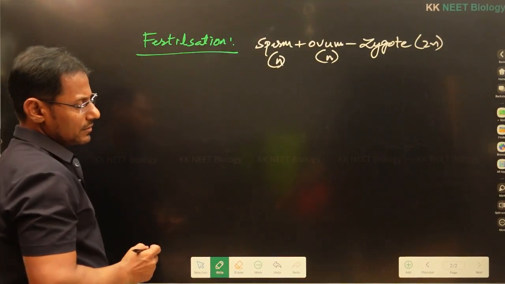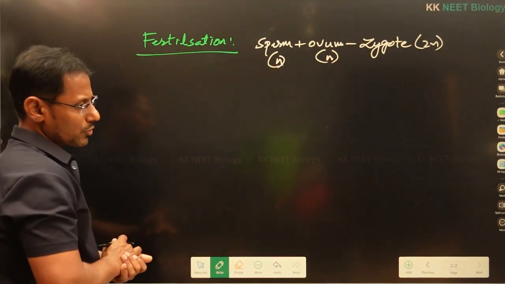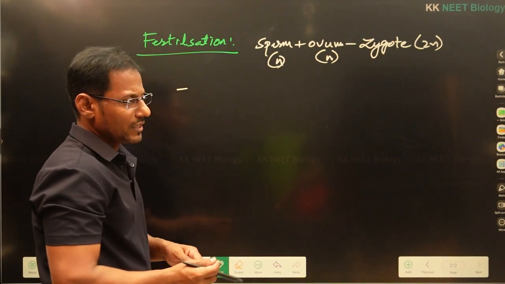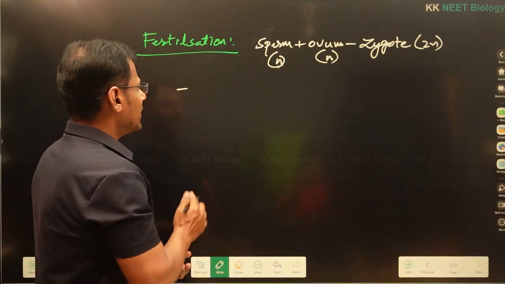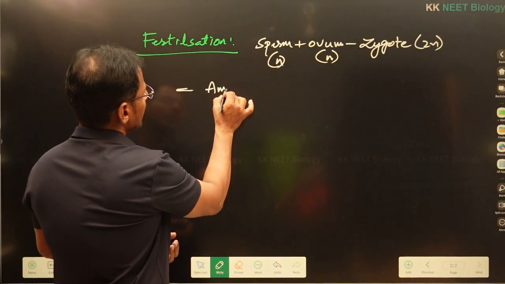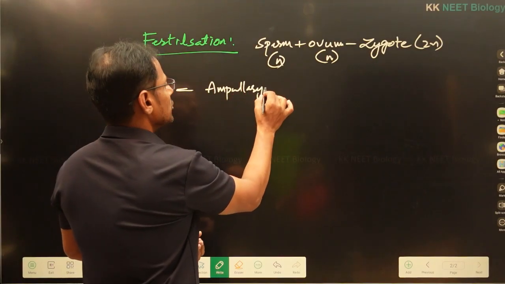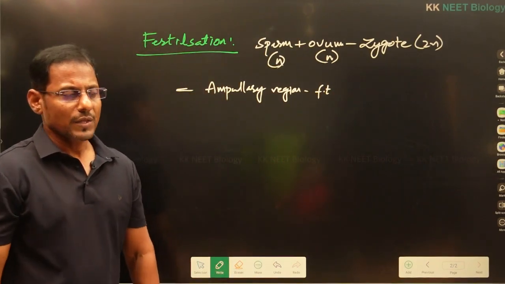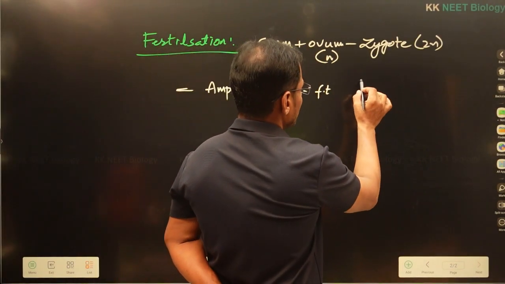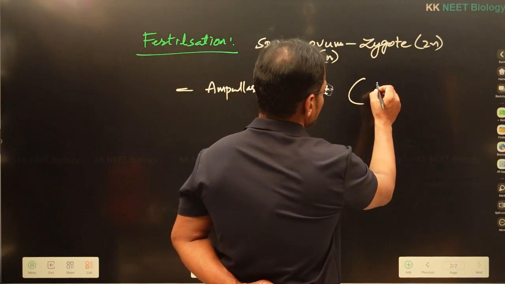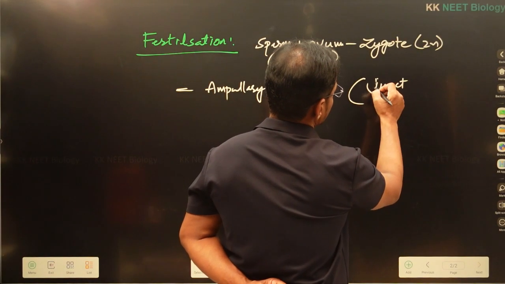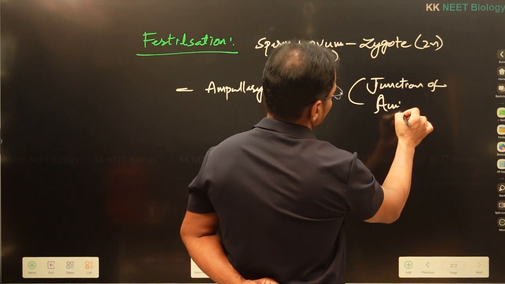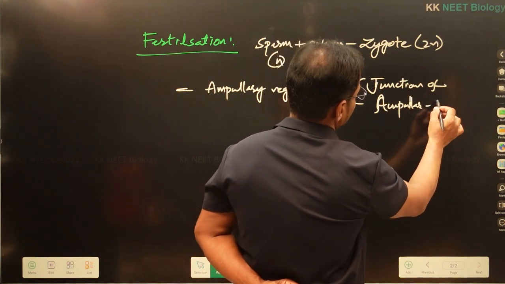How does this fertilization take place, and where is the fertilization process going to take place? In our NCERT biology textbook, it has been given as the ampullary region of the fallopian tube, right? But if you observe the fingertips, it has been given as the junction of ampullary and isthmus.